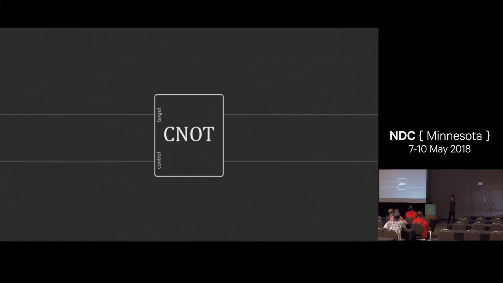We get a white ball and a black ball out. So we always get the same number of balls going in as we get coming out. And the control one is always the same. Okay, with me? Okay, so we've got another example.